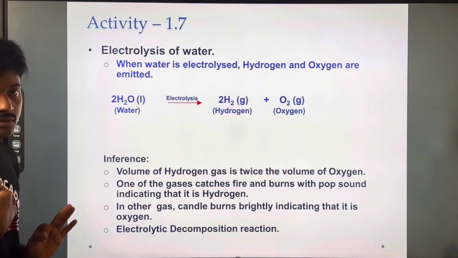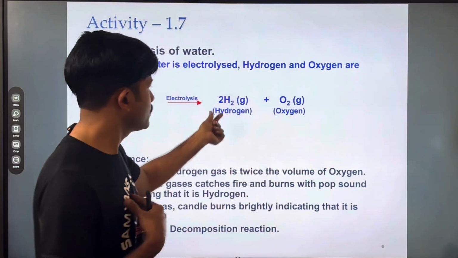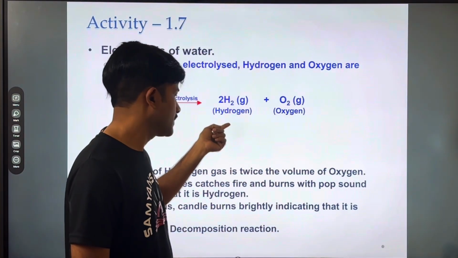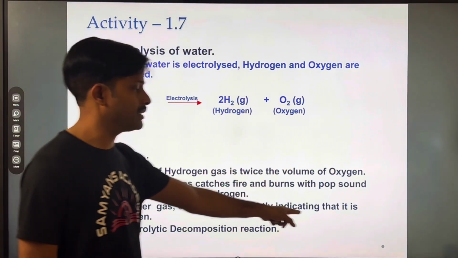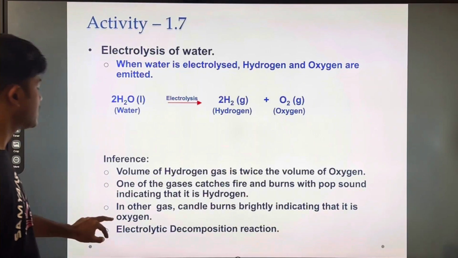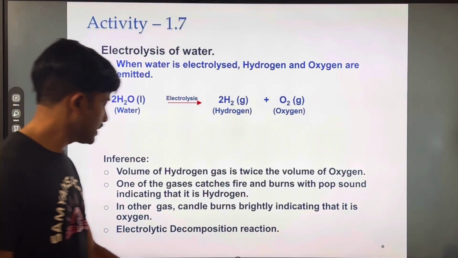How do you test the hydrogen? The hydrogen gives a pop sound with a burning candle, which indicates the presence of hydrogen. And how do you test the oxygen? Oxygen is a gas in which a candle burns brightly, which indicates that it is oxygen. This is also an example of the electrolytic decomposition reaction.